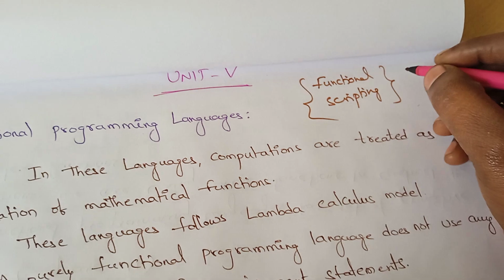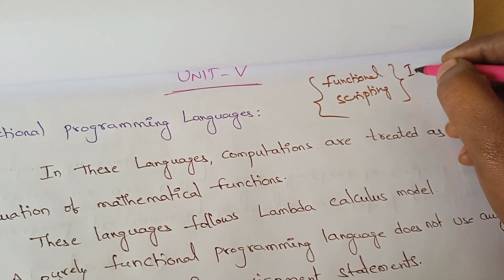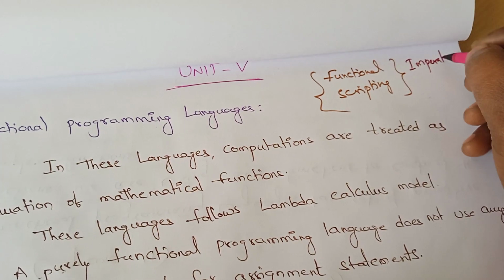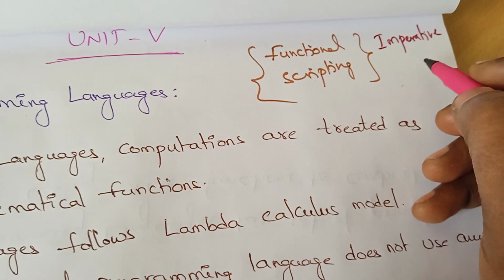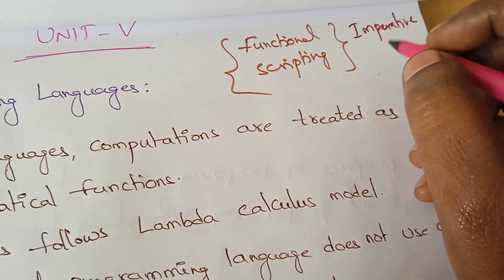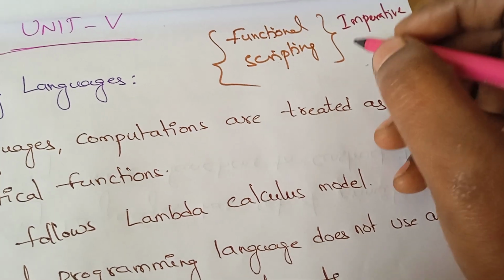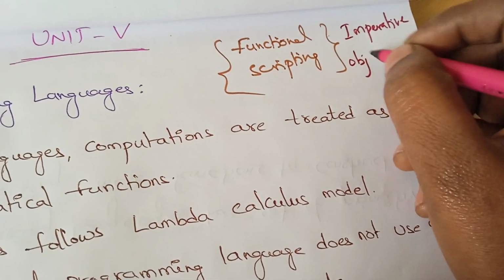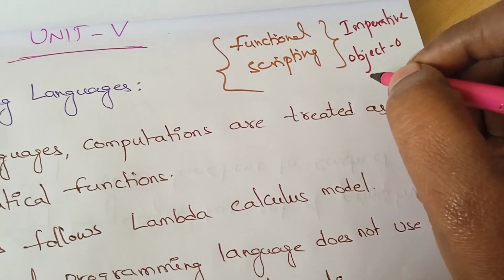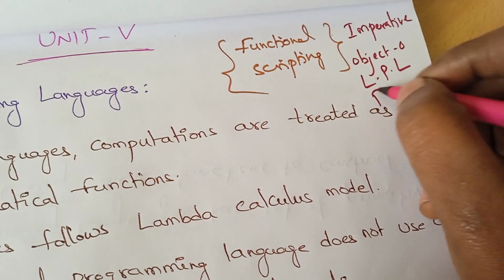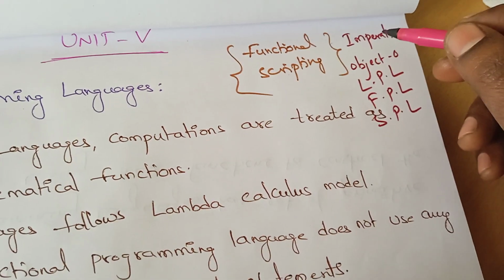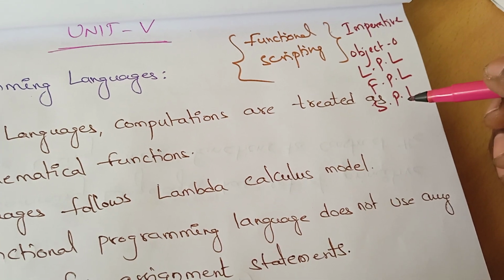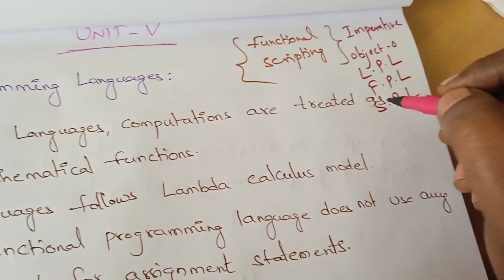So basically the programming language categories were imperative programming languages. There are categories, and you can see the first unit for this concept. You will understand what I am teaching now. So basically the programming language categories are imperative programming languages, object oriented programming languages, logic programming languages, functional programming languages, script based programming languages. Now we are going to talk about functional programming languages.